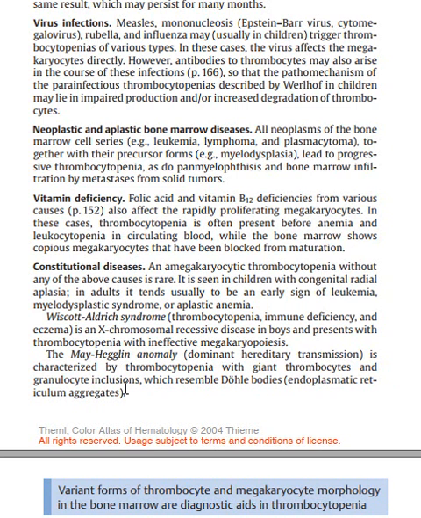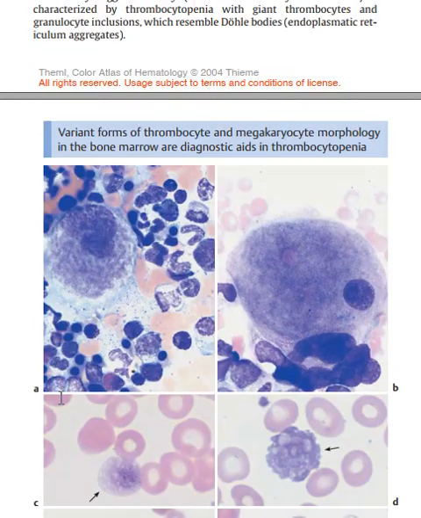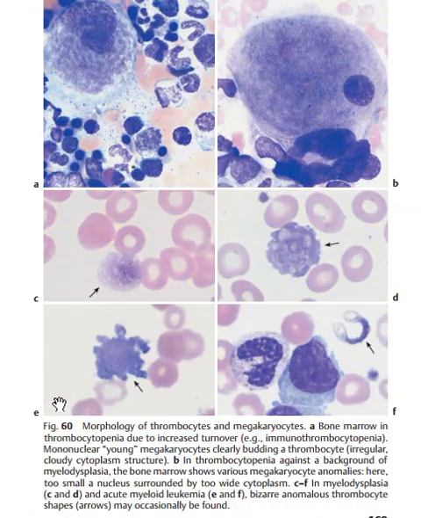We also have granulocyte inclusions present here, which resemble the Döhle bodies. So that is May-Hegglin anomaly. We have granulocyte inclusions that resemble the Döhle bodies and also have giant thrombocytes present. Is it clear? Those Döhle bodies resemble endoplasmic reticulum aggregates. Is it clear? So this is the morphology of the thrombocyte and megakaryocyte.